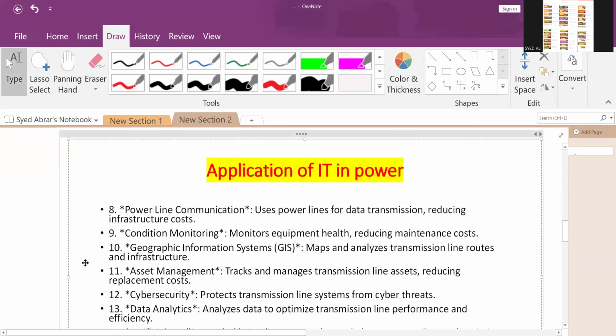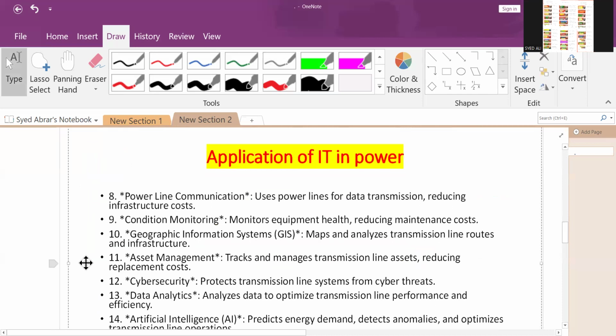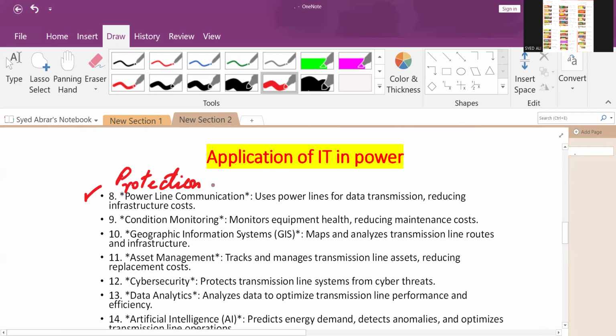Now let's go to another slide. Now another application here, and many more: power line communication. This power line communication is used in protection, in metering systems.